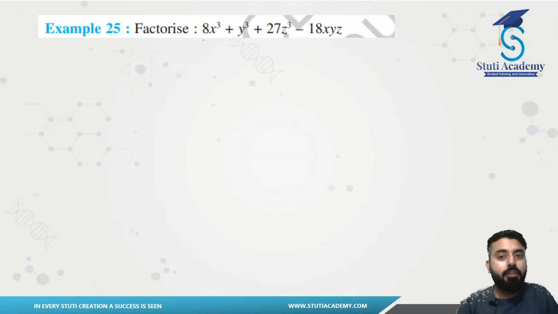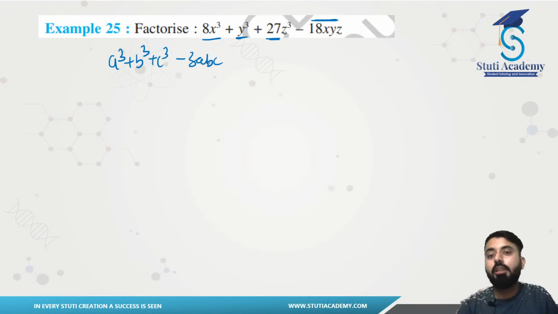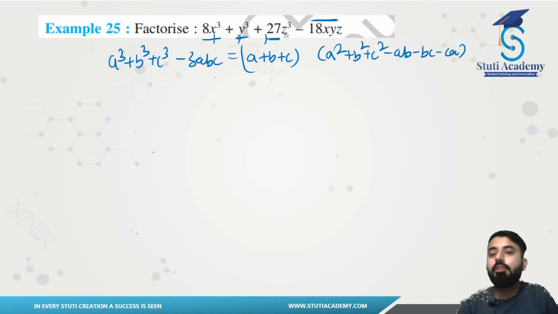Now you guys see, we have this one: 8x cube plus y cube plus 27z cube, and this is 18xyz. So you guys remember, this is like this: a cube plus b cube plus c cube minus 3abc. Now in our case, we have three different variables, so its answer should be a plus b plus c into a square plus b square plus c square minus ab minus bc minus ca. So you guys see, a will be 2x. So you guys can easily solve this one.